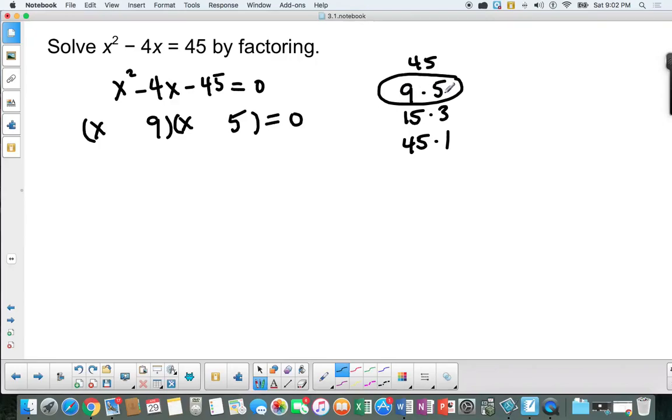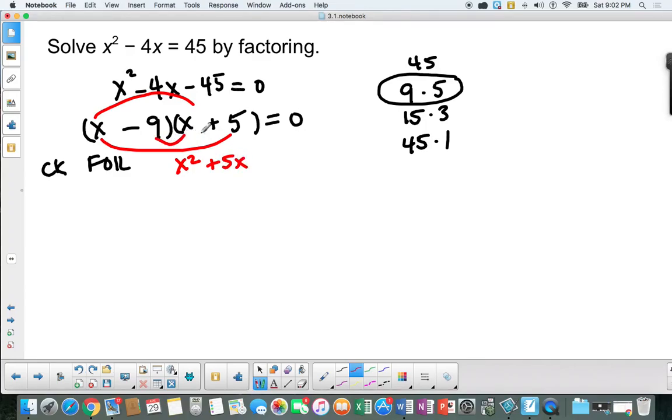Now you can see 9 and 5, the difference between them is the number 4. Now we want negative 4, so we're going to want more negatives and fewer positives. Now I'm going to check my work using FOIL. I'm going to multiply the two firsts, and I'm going to get x squared. My outer is going to be plus 5x. My inner will be negative 9x. And my last term will be negative 45.